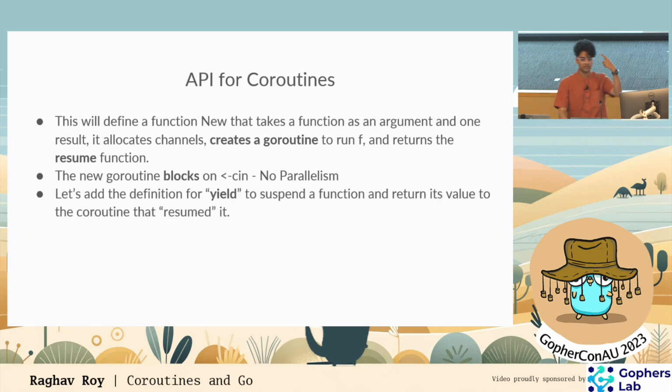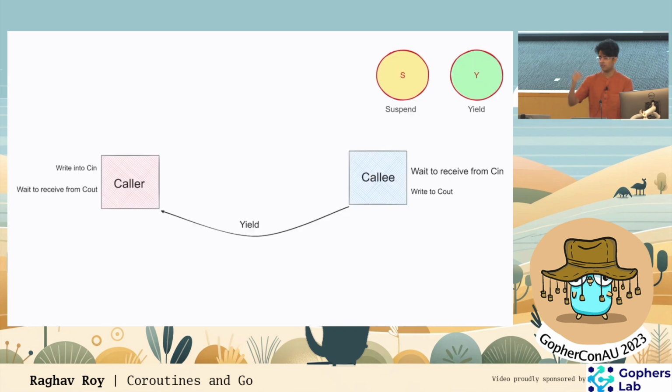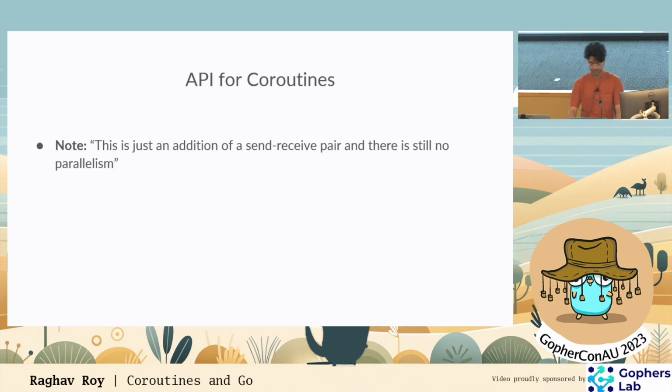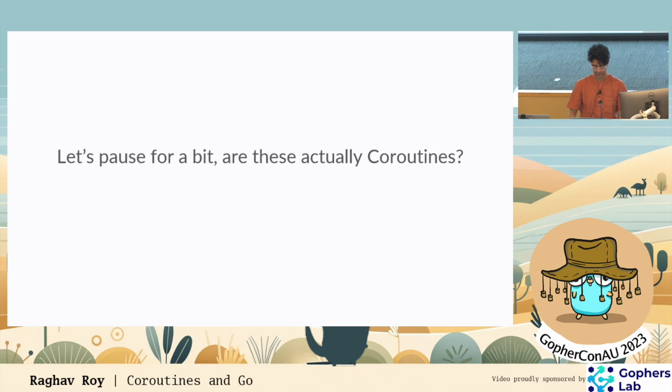Let's start adding the definition for yield to suspend the function, right? How would that look like? Well, all yield needs to do is block itself and unblock the caller that invoked it. So all you need to do is write into cout, where the caller was blocked, and it can start waiting on cin. And that's exactly what's happening over here. Your yield function is writing into cout, and it's returning, which means that it's just blocked on cin. So we're just adding another send-receive pair here, and there's no parallelism happening.